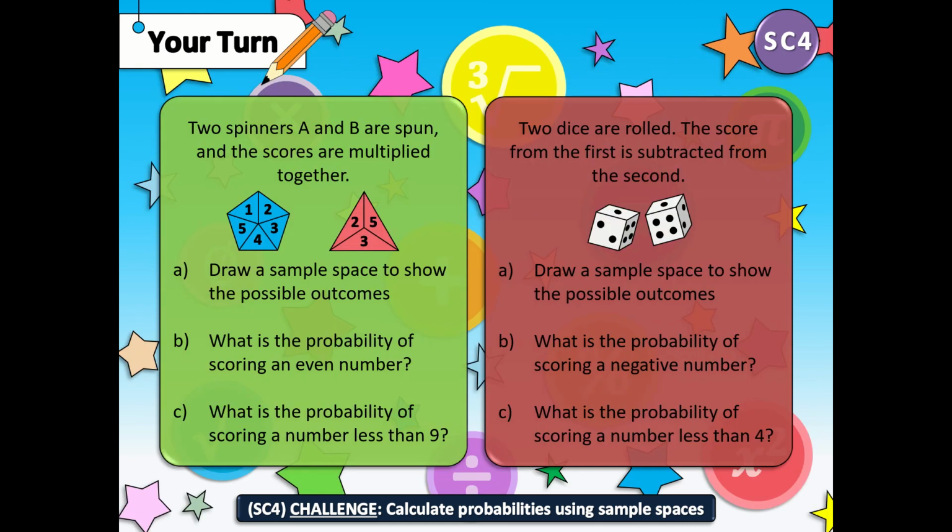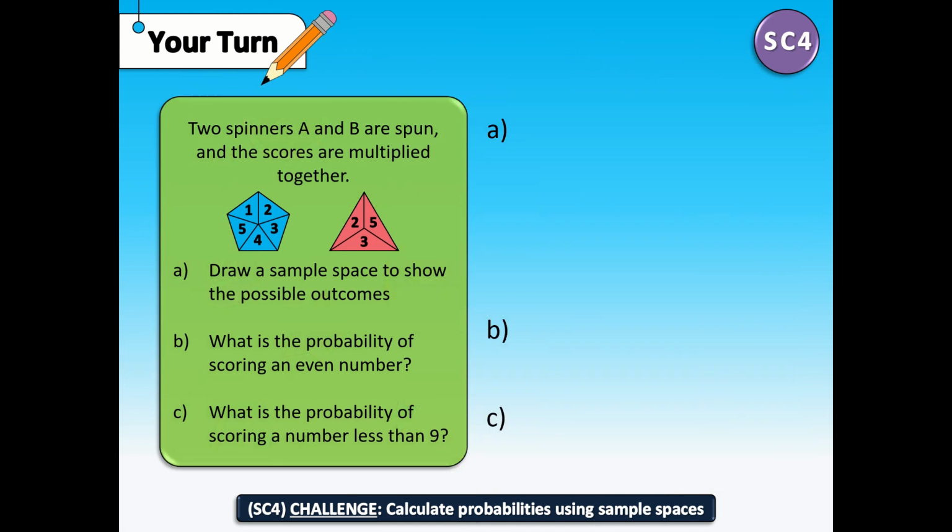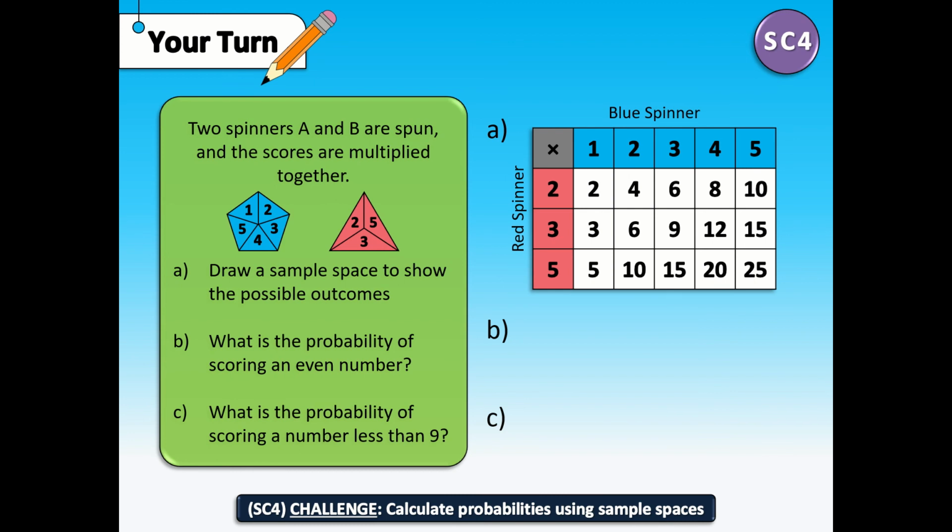Here's some questions for you to have a go at. Pause the video, and when you're ready to mark your work, press play. Here are your answers. So this is our sample space, and the scores are multiplied together. So the probability of scoring an even number is 9 out of 15. And the probability of scoring a number less than 9 is 7 out of 15.